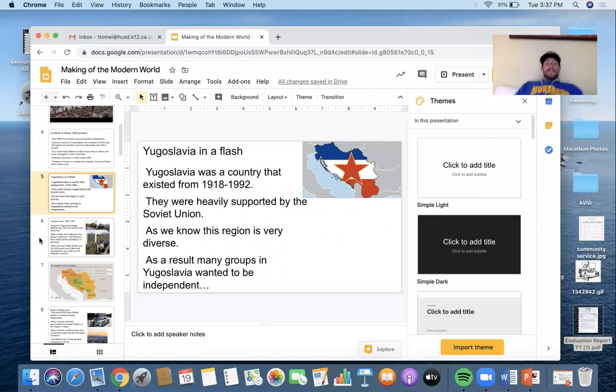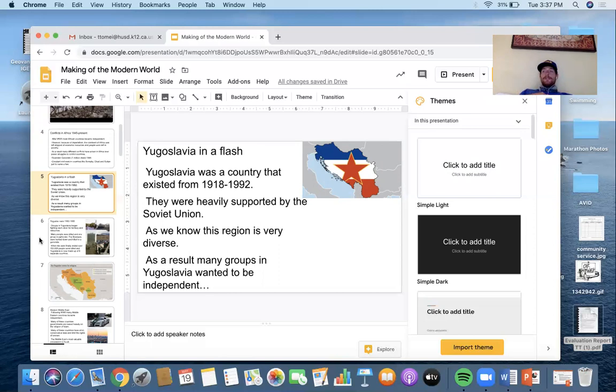So Yugoslavia was a country that existed from 1918 to 1992. It's what came out of the Balkan region. Remember the countries like Serbia, Bosnia, Croatia, Albania, etc. Kind of that area. A lot of those countries, which are now independent countries, used to be a part of Yugoslavia. This region's very diverse.